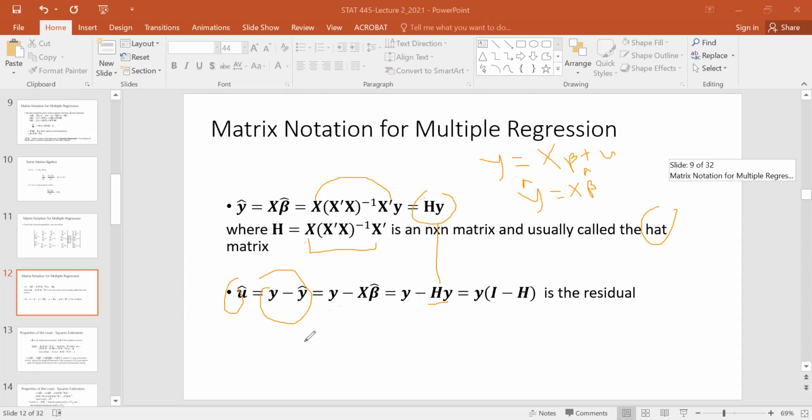So sometimes in exams, they can say, show that the residual can be written as I minus H times Y, where H is the hat matrix. You should be able to do the manipulations.